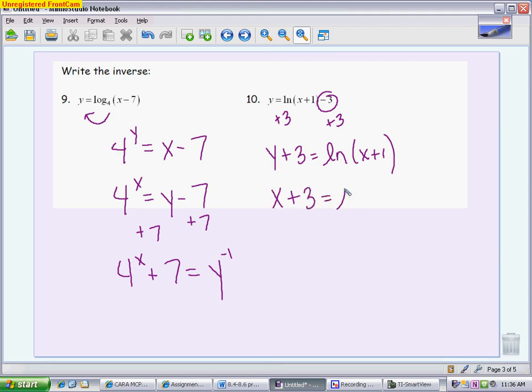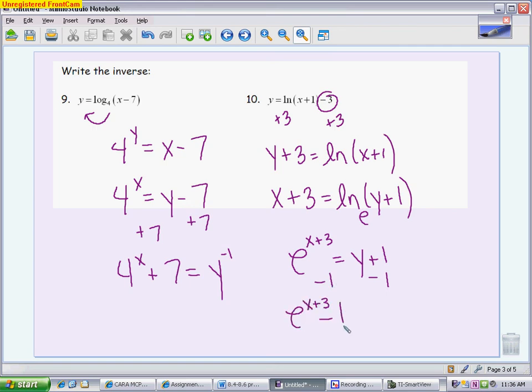X plus 3 equals the natural log of y plus 1. Do the cloud process. Remember that that is base e, so e to the x plus 3 power equals y plus 1, and then finally get y by itself. So your final answer is e to the x plus 3 minus 1 is equal to your inverse function.